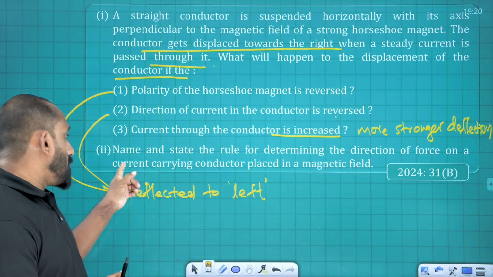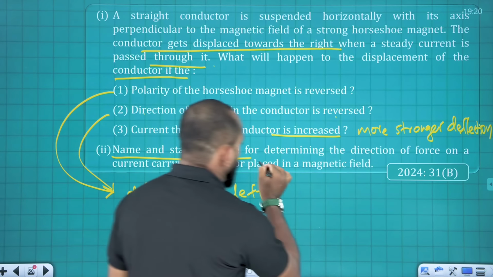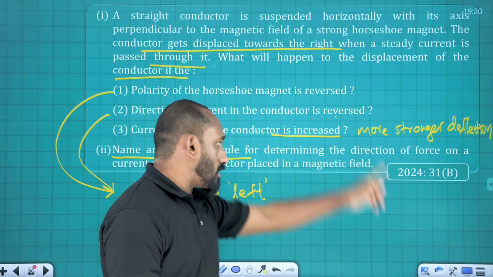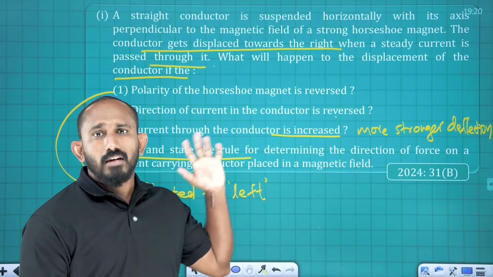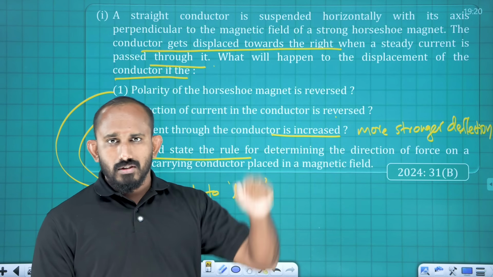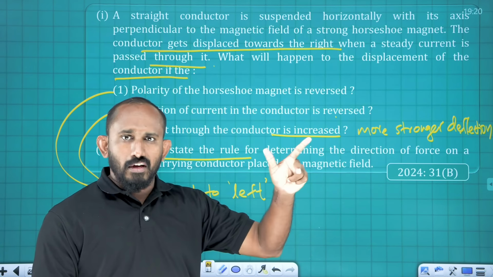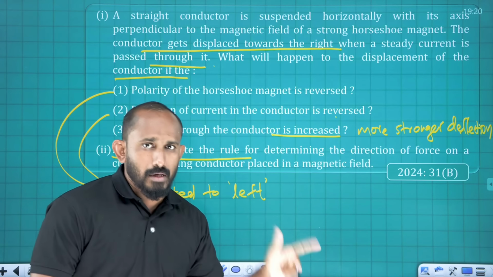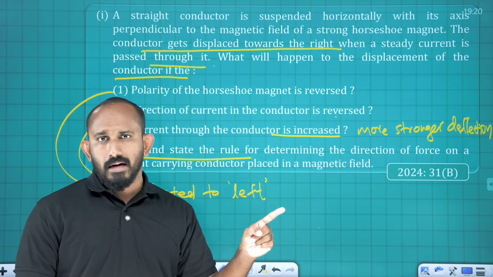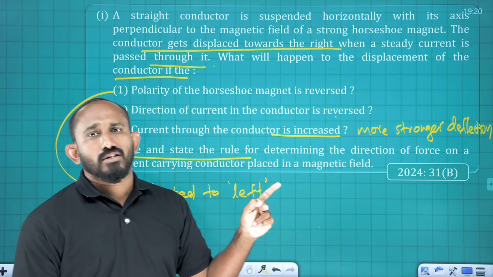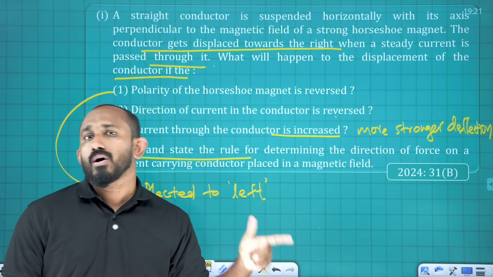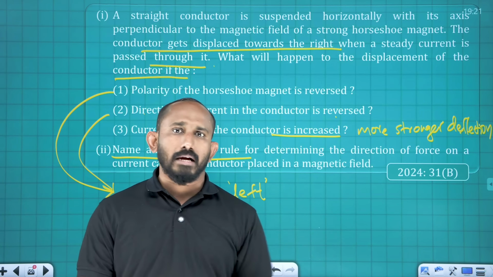Second part of the question: name and state the rule for determining the direction of force on a current carrying conductor placed in a magnetic field. The same thing we've done already, Fleming's left hand rule. Name it, then give the statement. Stretch the thumb, index finger, and middle finger of your left hand in mutually perpendicular directions. If the forefinger shows the direction of the magnetic field and the middle finger shows the direction of current, then the thumb gives the direction of force on the conductor. The statement you should practice and do it.